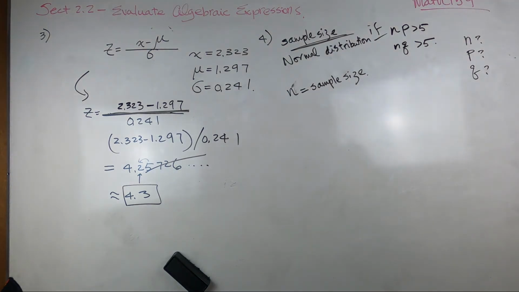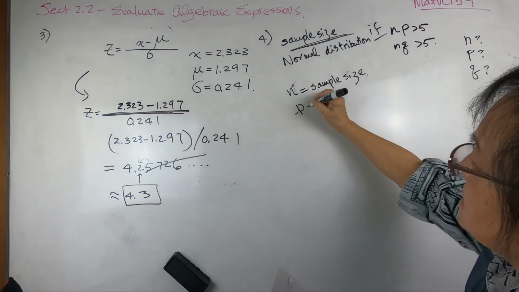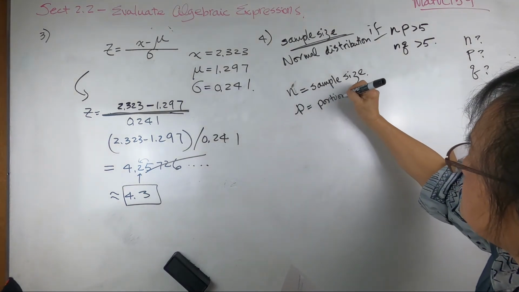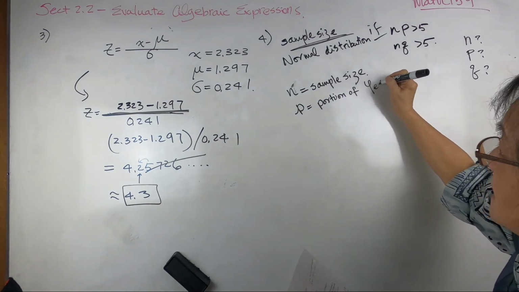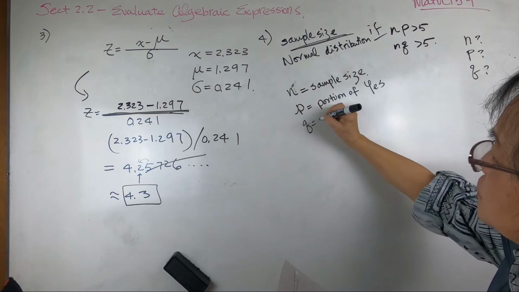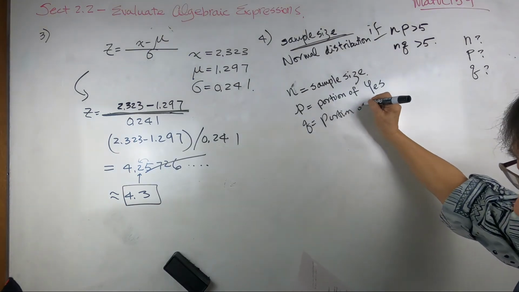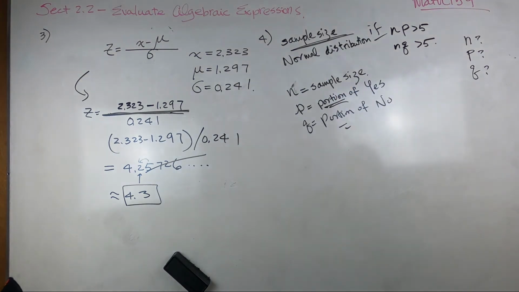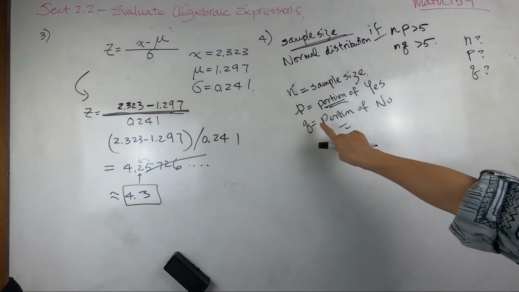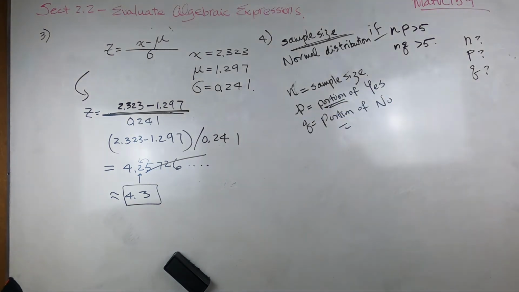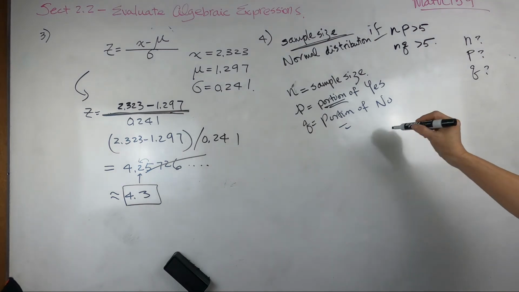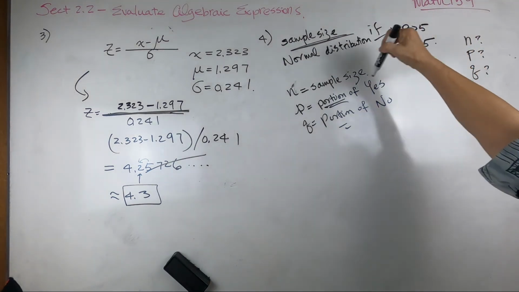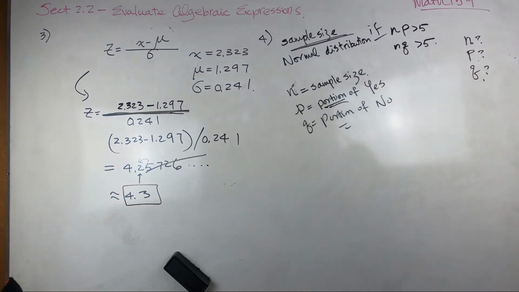P is the portion of yes answer. Q is the portion of what? No answer. Portion means what? Part of a whole, less than or equal to 1, up to 1, the whole. Or it will not happen. If it will not happen, that would be 0, right? So it explained to you what NPQ mean when we use them.